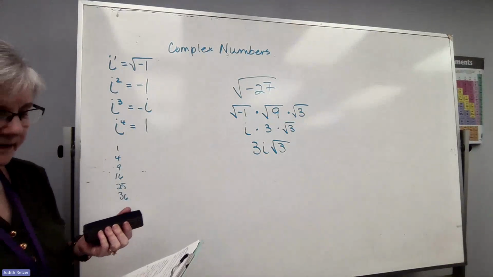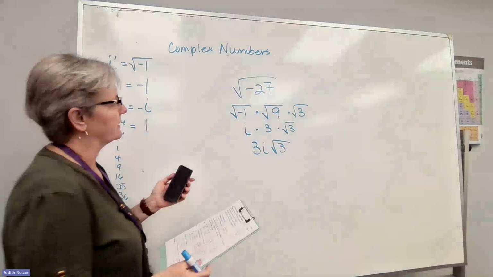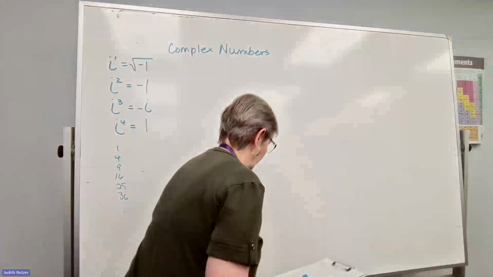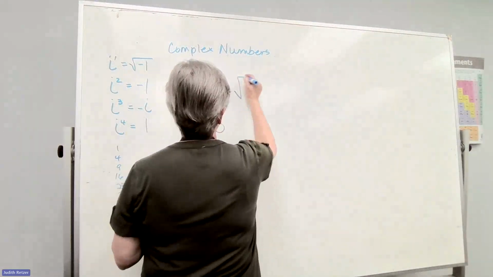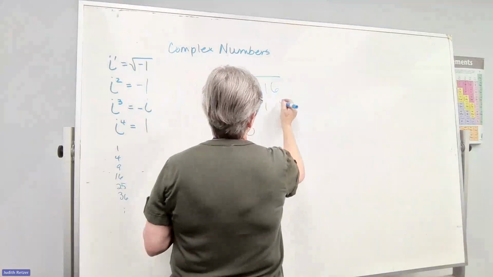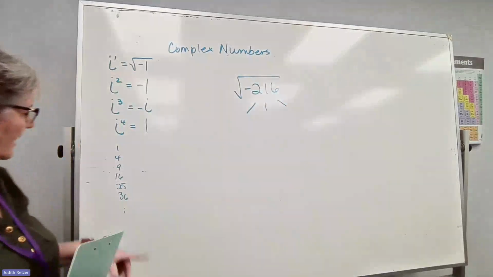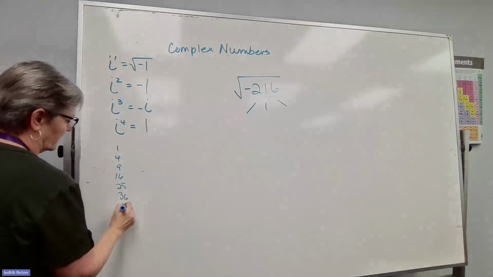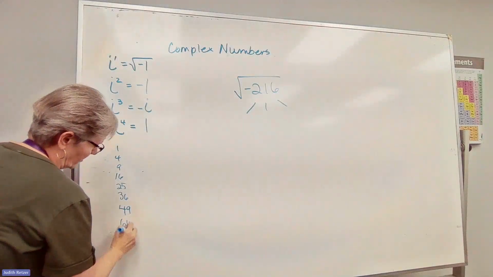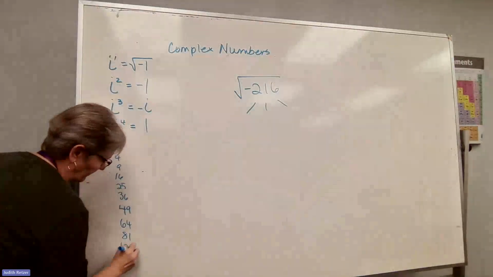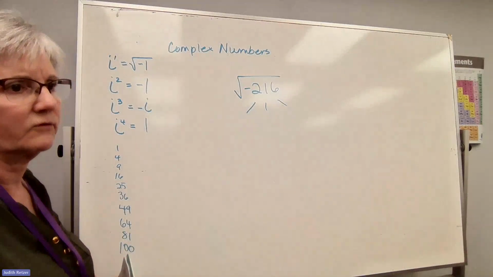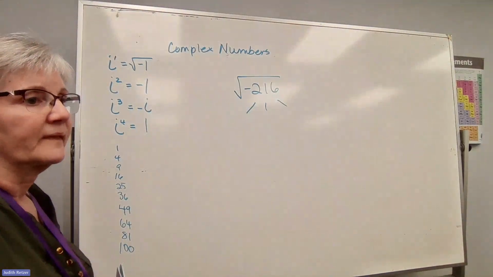Okay, look at the next one, negative 216. Is there a square that is a factor of 216? And if you're not sure, could you test and see? Could you try some of these different ones? It's 49, then 64, then 81, then 100. By the way, if you know these, it will make your life so much easier going forward. Is there any after 100?